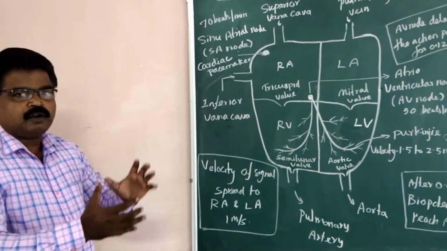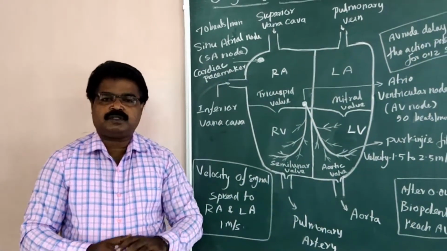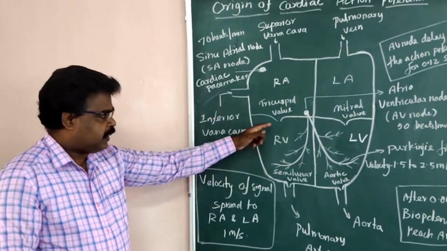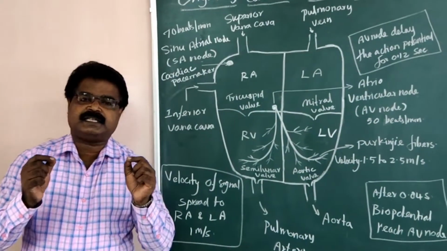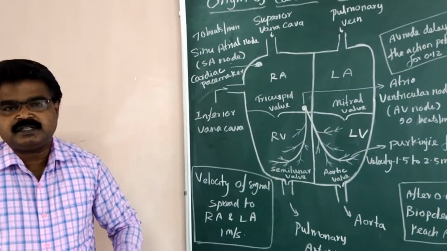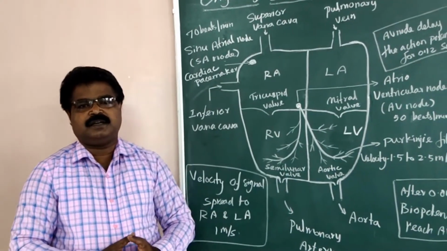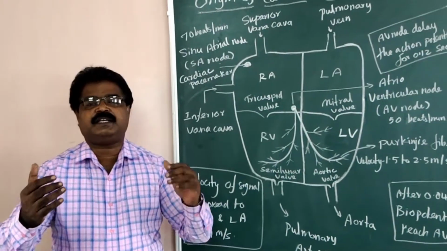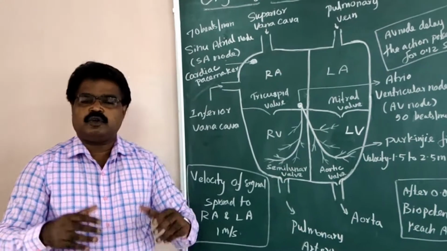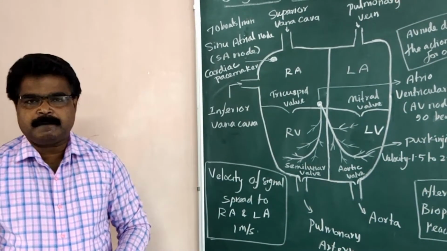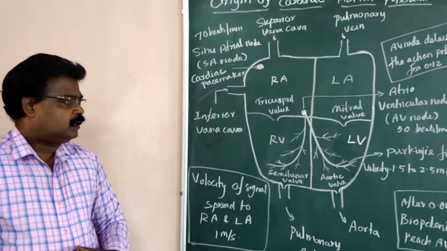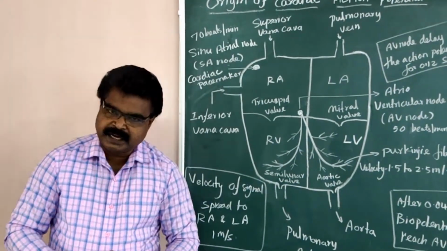Before entering into the cardiac action potential, you must know the structure of the heart as well as the function of the heart. This diagram shows the single line diagram of the heart. It is not the exact diagram of the heart. The single line diagram is used to understand the various parts inside the heart. You know that the heart is divided into four chambers: right atrium, right ventricle, left atrium, left ventricle.